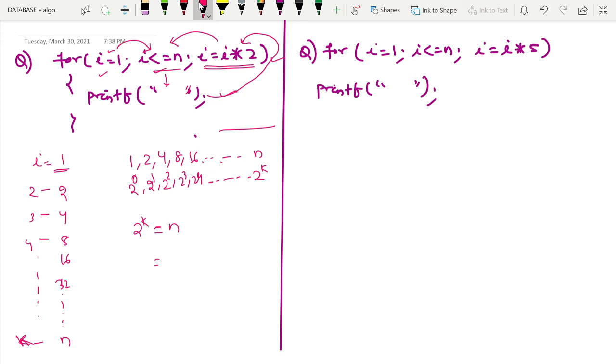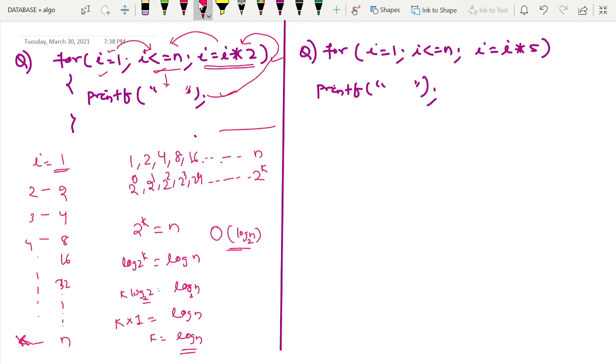We have to find out the value of k. We can apply logarithm on both sides: log of 2 power k. So here k log 2 equals log n. If the base value is 2, then log base 2 of 2 is 1, right? k into 1 equals log n. So k equals log n. So from here we get the time complexity as order of log n. The base value must be 2 here, since we are applying base 2.